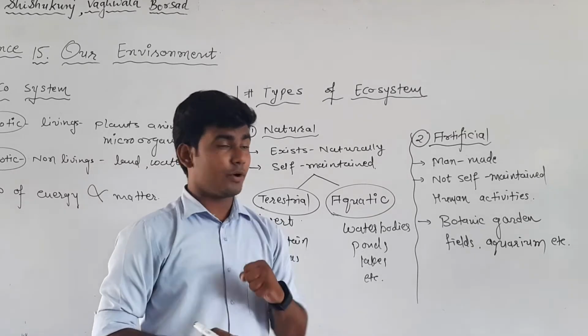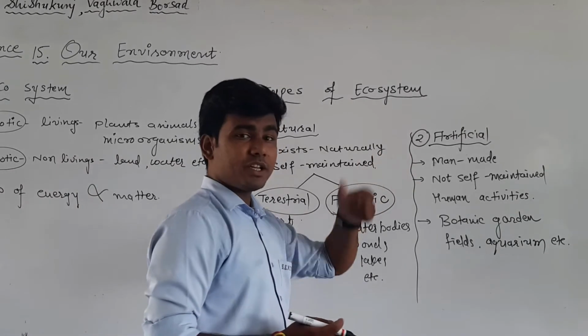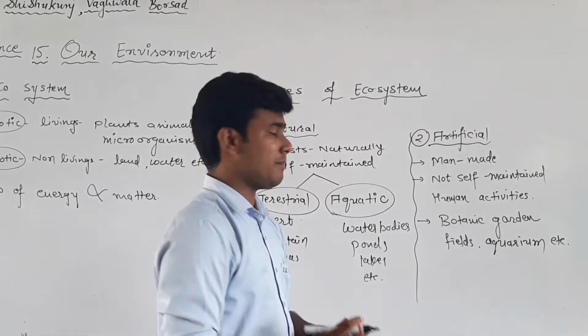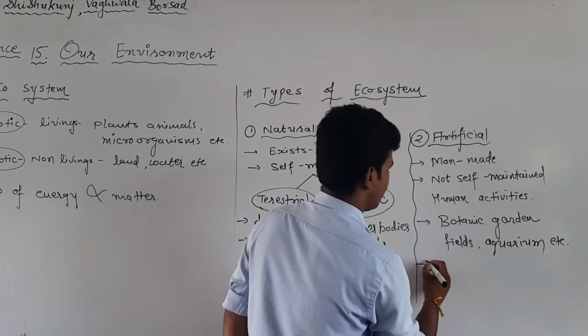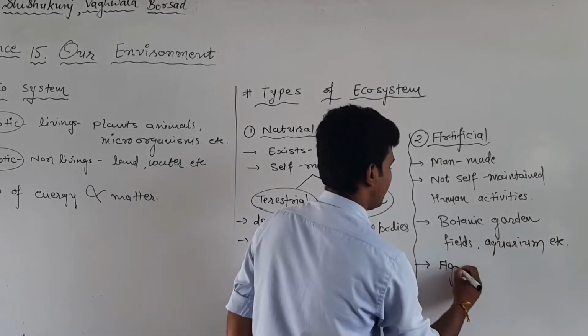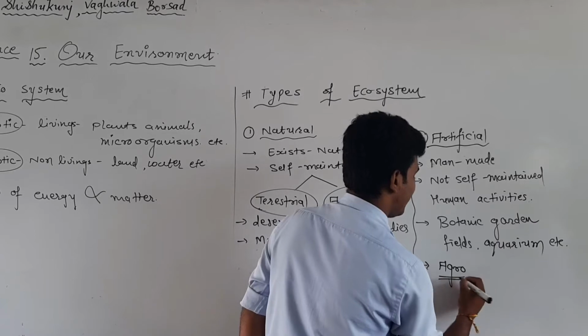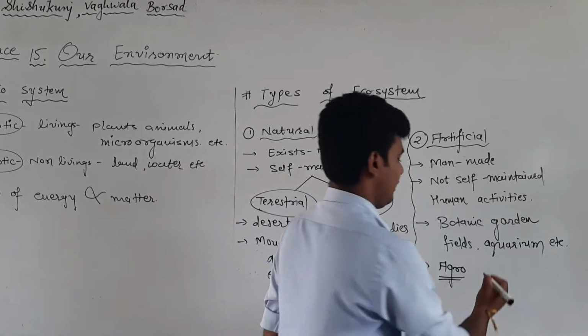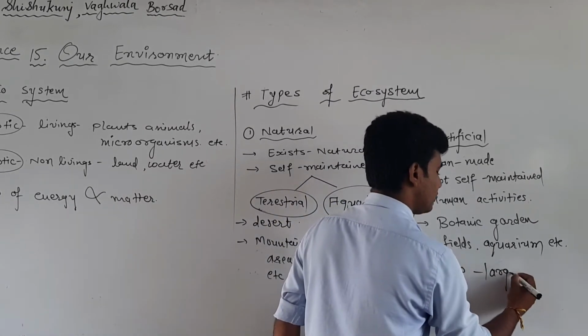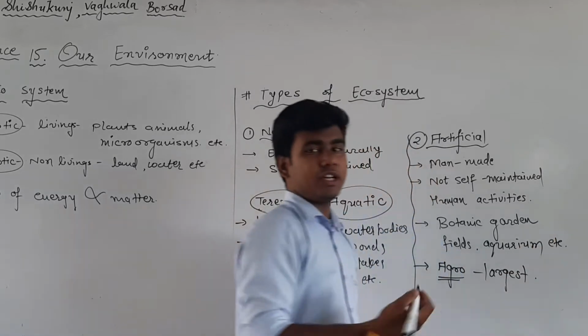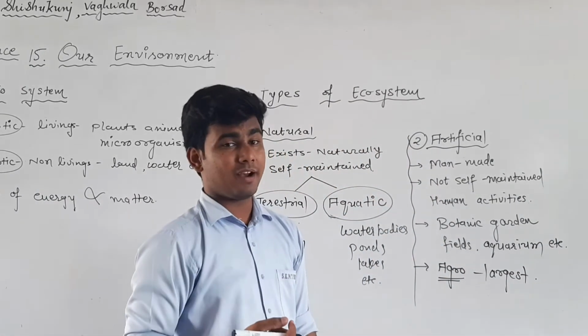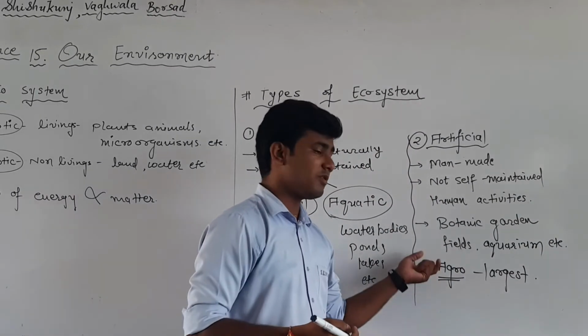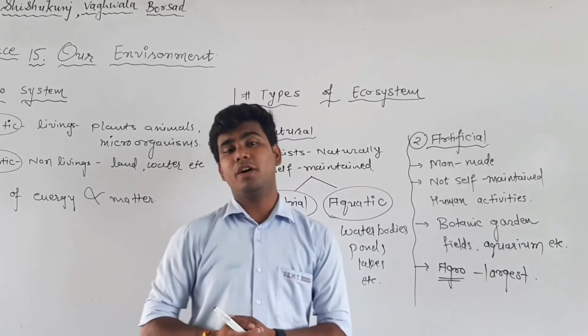One more very important question. In artificial ecosystem, which is the largest man-made artificial ecosystem? So in that we will have agro, right? So agro is the largest artificial ecosystem or largest man-made ecosystem. So this is the most important for your exam.